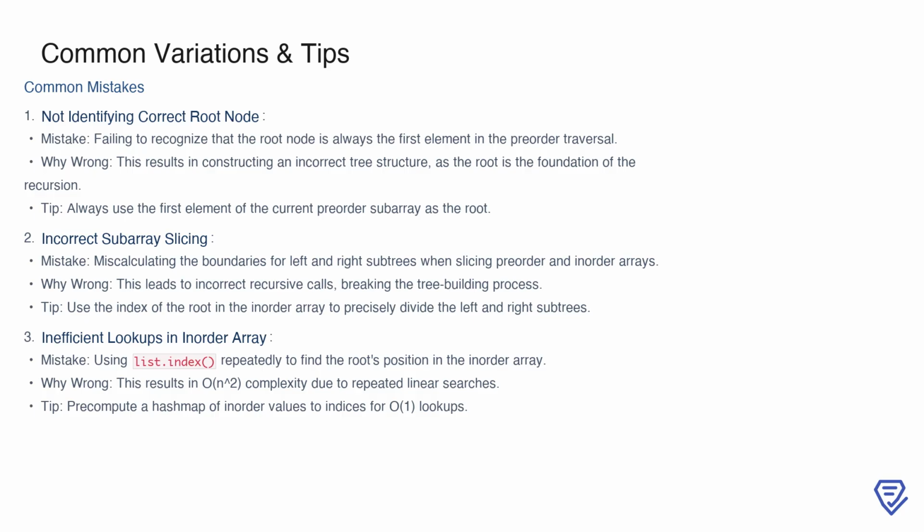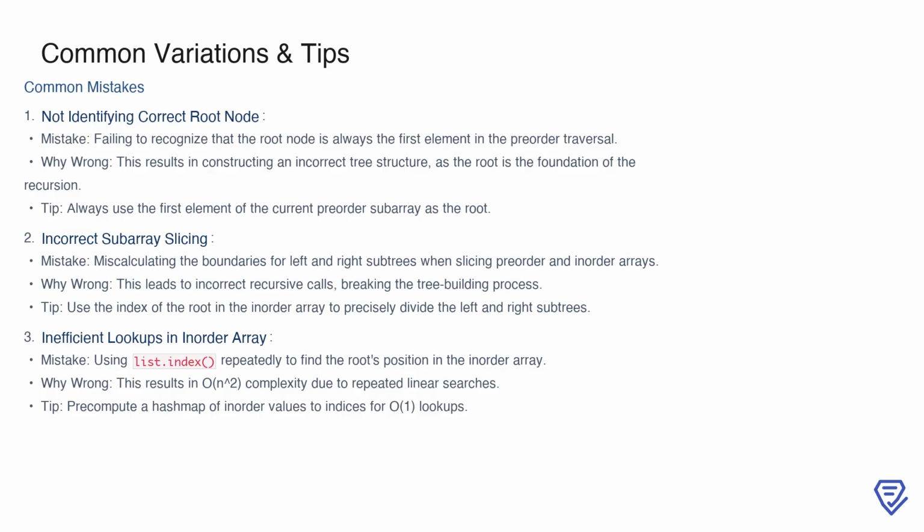First, not identifying the correct root node can cause issues. Remember, the root node is always the first element in the preorder traversal. If you fail to use this as the foundation of your recursion, the tree structure will be incorrect. To avoid this, always start with the first element of the current preorder subarray as your root.